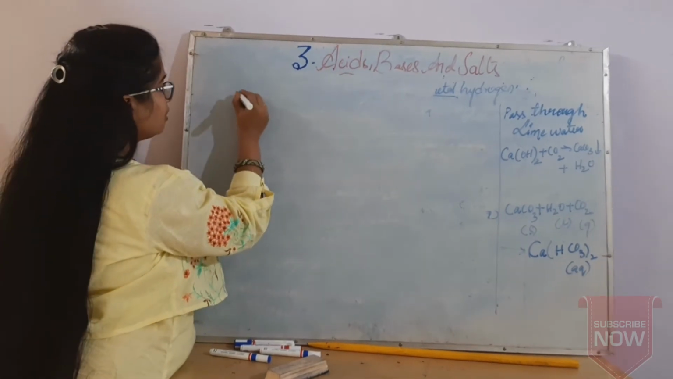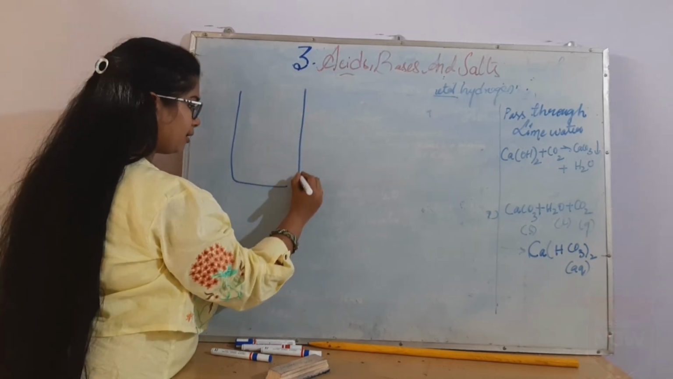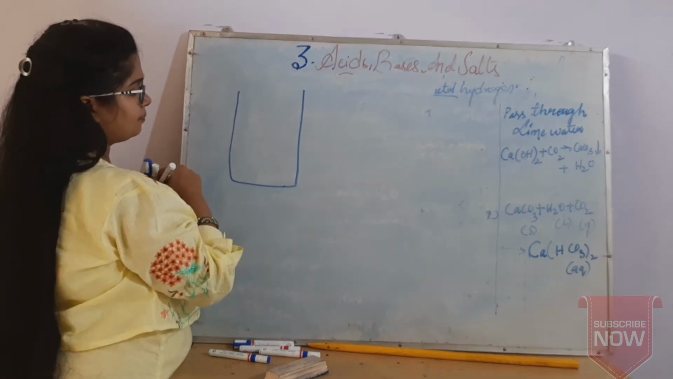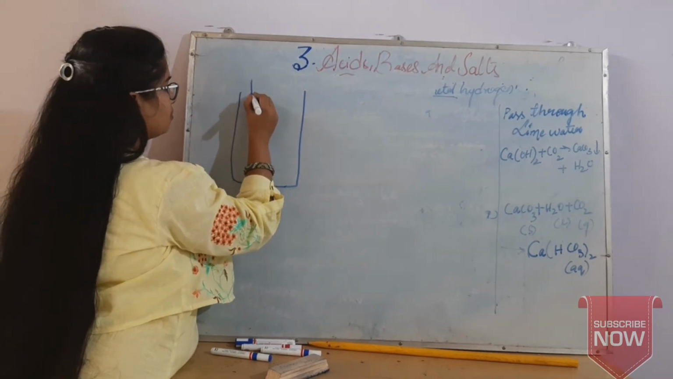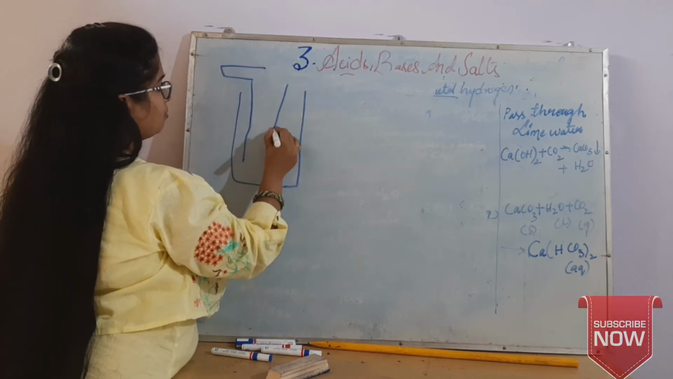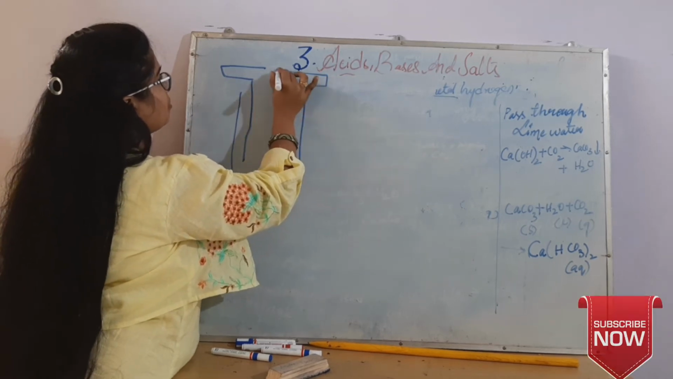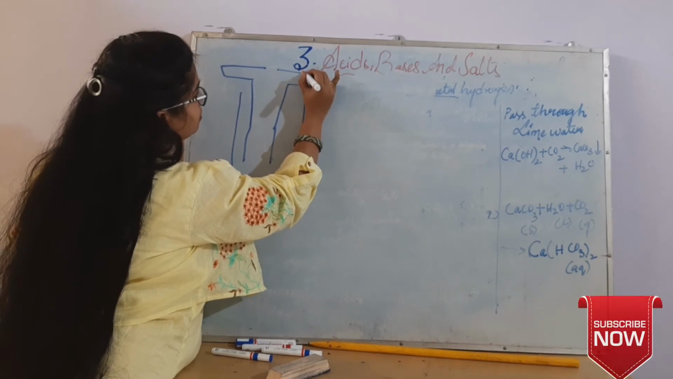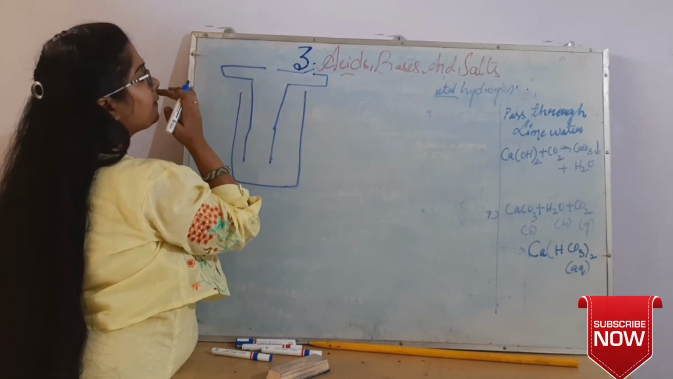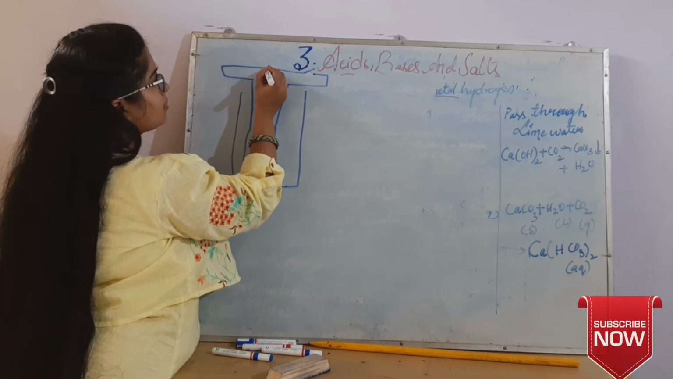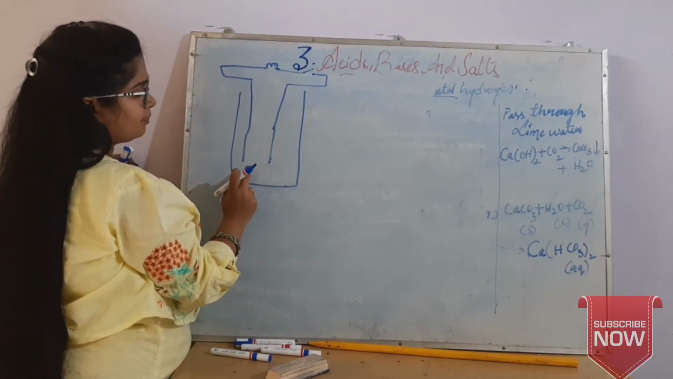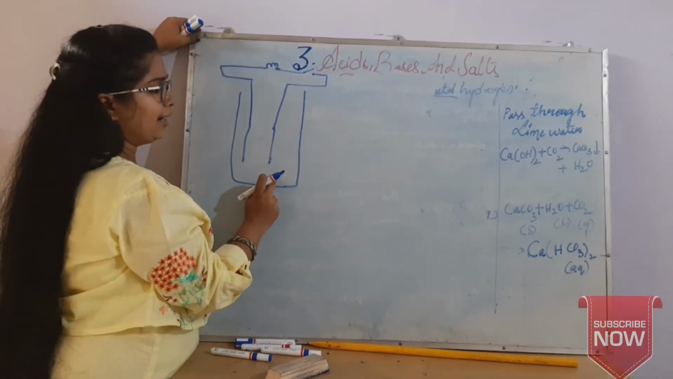Now see, I'll show you an experiment. Take one beaker, and this is a switch, key, switch. This is the bulb. Bulb, switch, key.